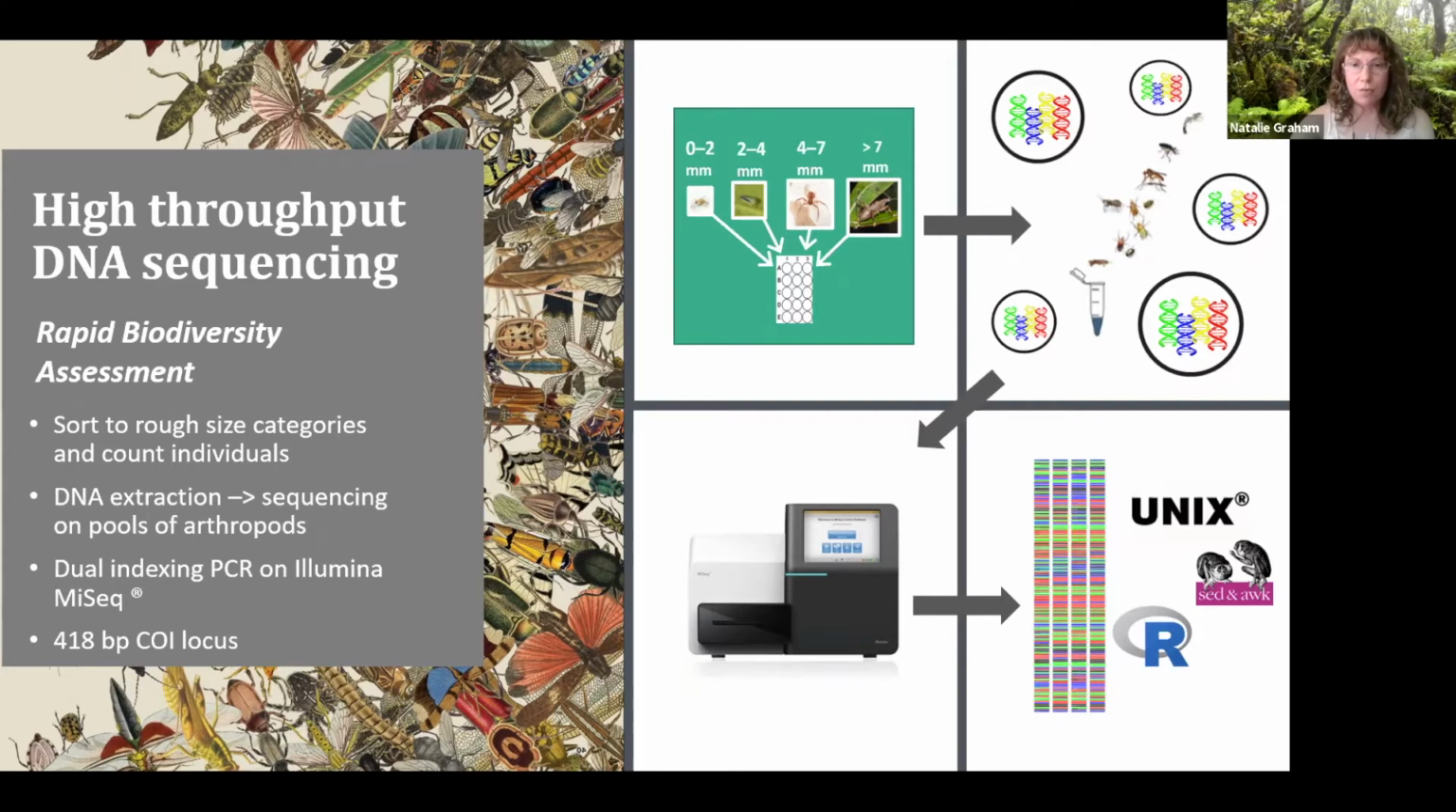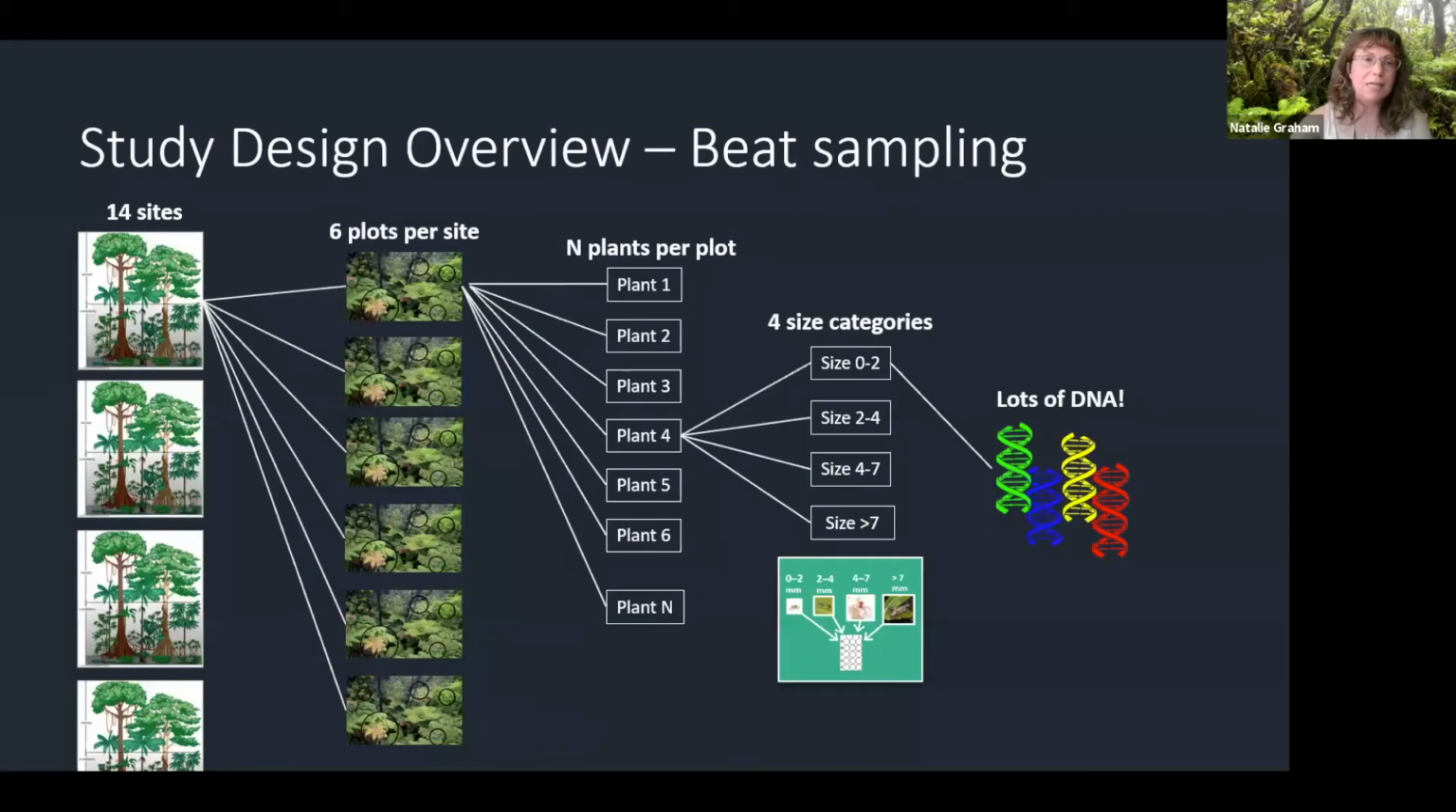So to just kind of overview the study design, we had these 14 different sites. At each site, we had 6 different replicates. There were any number of plants at each site, and that varied across the archipelago. And then for each plant, we sorted into these different size categories just to help reduce the bias in the sequencing process. And then we get out lots and lots and lots of DNA.